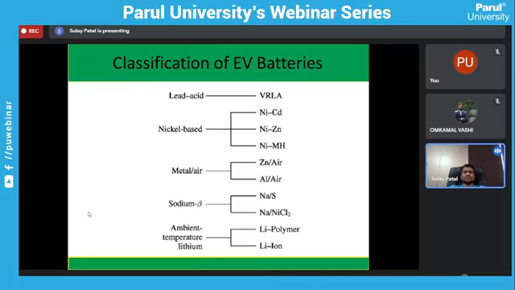So these are the classifications of EV batteries. Lead acid batteries: VRLA type lead acid batteries are used in electric vehicles. Nickel based: nickel cadmium, nickel zinc, and nickel metal hydride batteries are used in some vehicles. Metal air batteries: zinc air and aluminum air batteries. Sodium beta: sodium sulfur and sodium nickel chloride type batteries, and ambient temperature lithium, lithium polymer and lithium ion batteries. So these almost five types of batteries are used in the current scenario of electric vehicles.